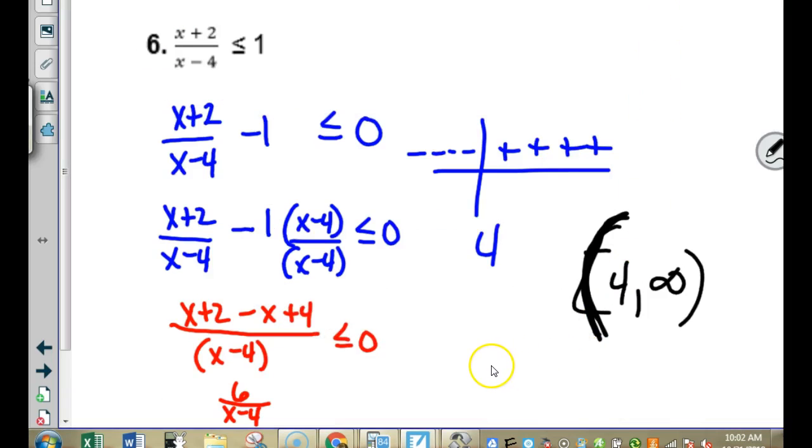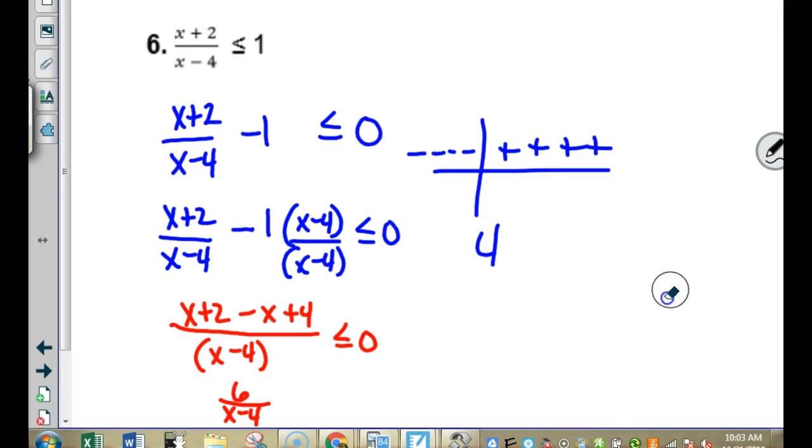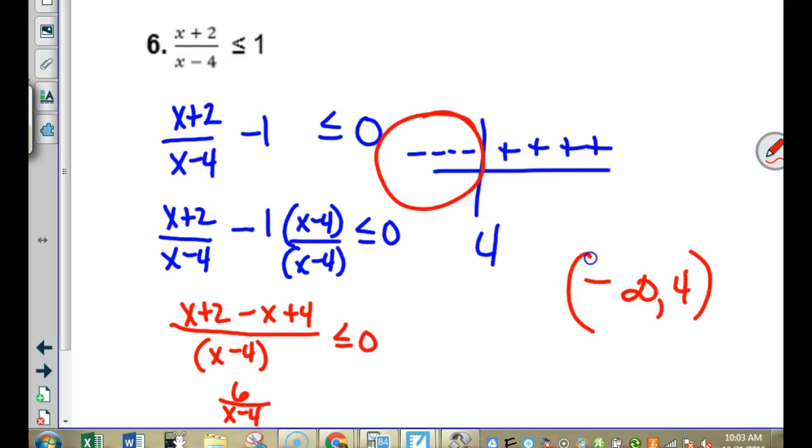Guys, I did this wrong. What did I do wrong? Is this a greater than? No, this is a less than or equal to. So we were good until the very end. Then I asked you the wrong question. It should be less than or equal to 0, which would be this side. So it should be negative infinity to 4. But I still can't include the 4. Nobody checked me. Are we better?